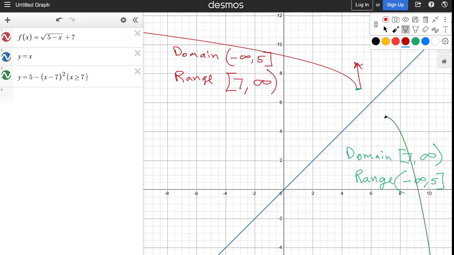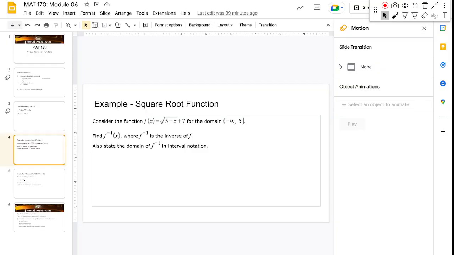So you can figure out either one. Once you figure out the range of the forward function, that's going to give you the domain of the inverse function. And when you have the domain of the forward function, then you also have the range of the inverse function. So again, they switch places because the x and y's are switching places. Okay. So that all worked out fine. We've got one more example to take a look at.